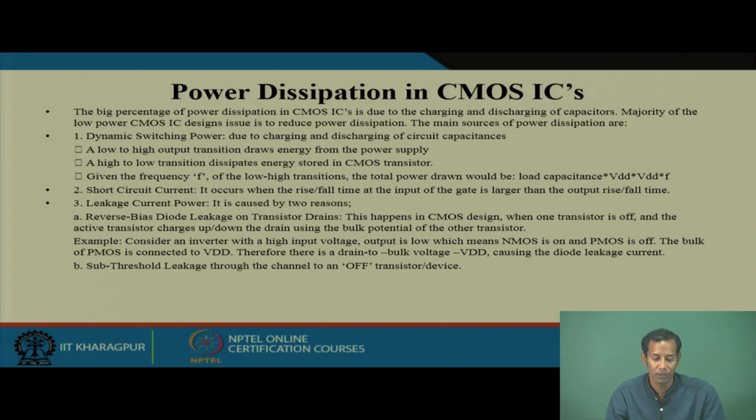In CMOS IC design, we have different sources of power dissipation. You will have dynamic switching power consumption, short circuit current power consumption, and leakage current power consumption. If you are working on low power digital VLSI design, you have to consider your design aspects in such a way that the power consumption in all these aspects is in the lower domain.